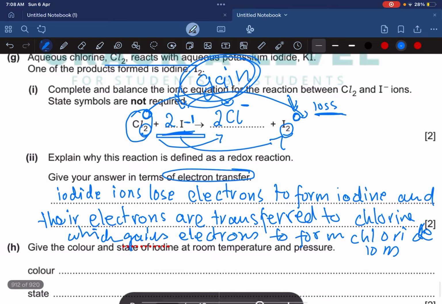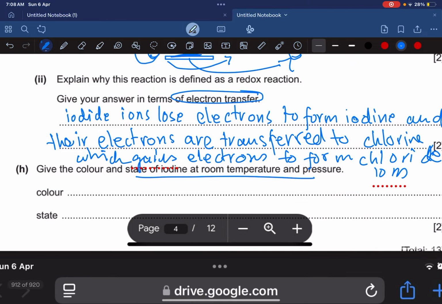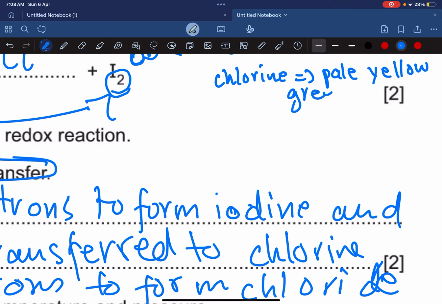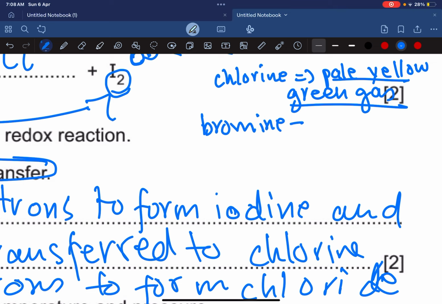ठीक है, give the color and state of iodine at RTP, room temperature and pressure. Color of iodine, you are going to learn the color of halogens. I'm just going to write it over here, just learn it. For chlorine, it's a pale yellow-green gas. Learn it. Pale yellow-green. I know this is going to be tested. Okay? For chlorine, it's a pale yellow-green gas. For bromine, these 3 are included. For bromine, it's a red-brown liquid. Learn it.